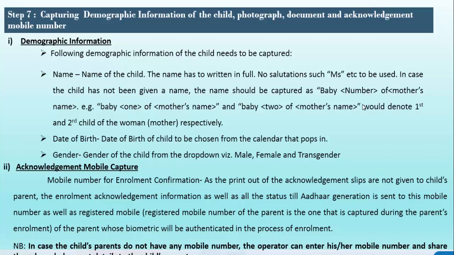Then the acknowledgement mobile capture. This is the mobile number for the enrollment confirmation. As printouts of the acknowledgement slips are not given to the child's parent, the enrollment acknowledgement information as well as all the status till Aadhaar generation is sent to this mobile number as well as the registered mobile number of the parents whose biometric will be authenticated in the process of enrollment. So the mobile number of the parents should be captured at enrollment time. This will be used for future reference.